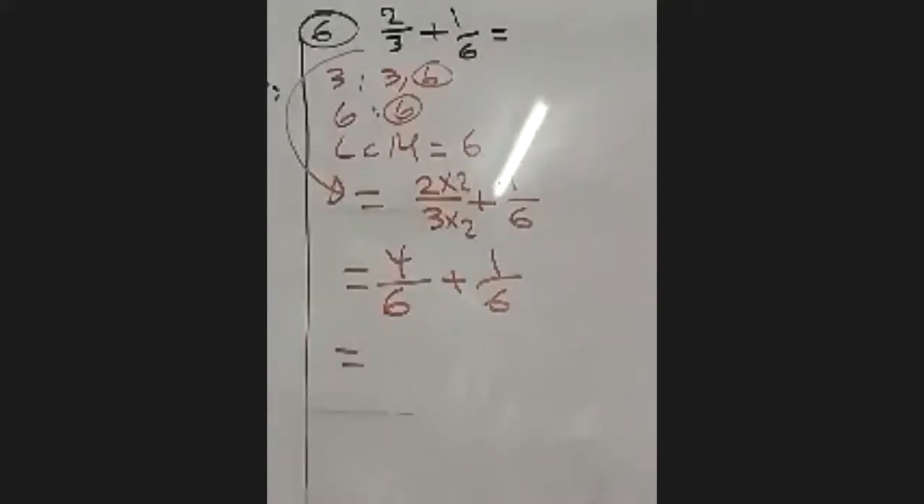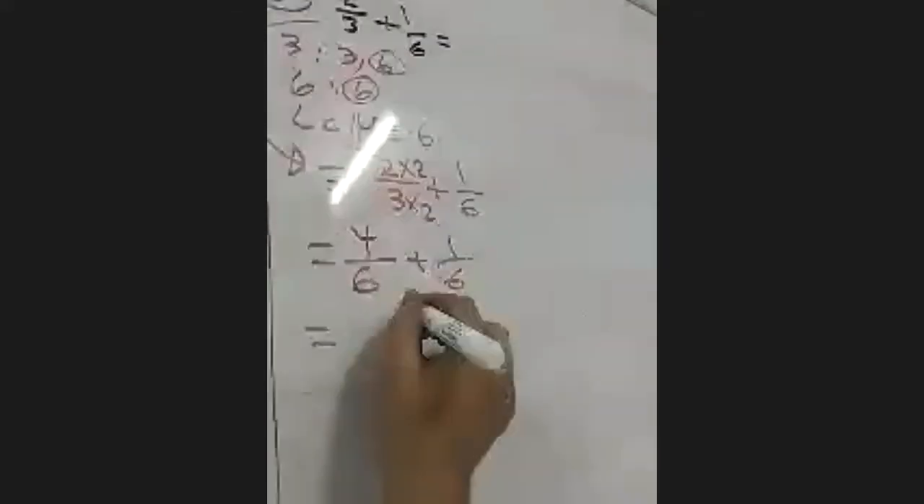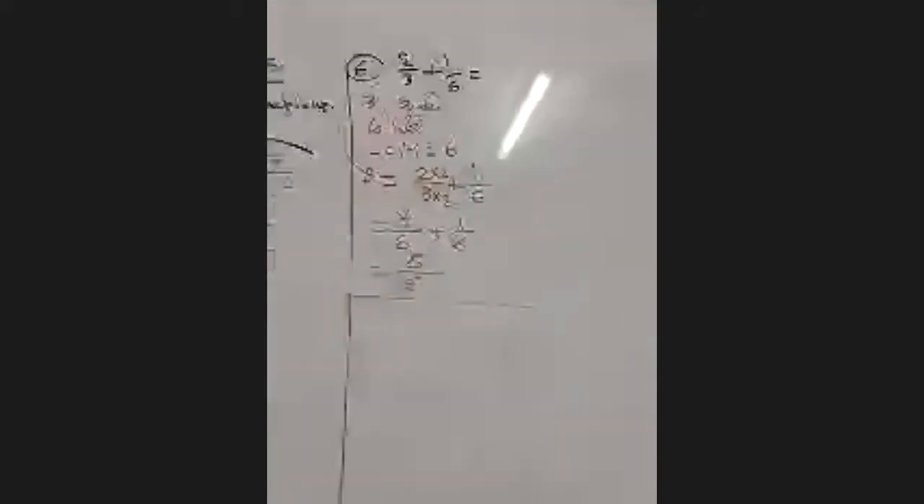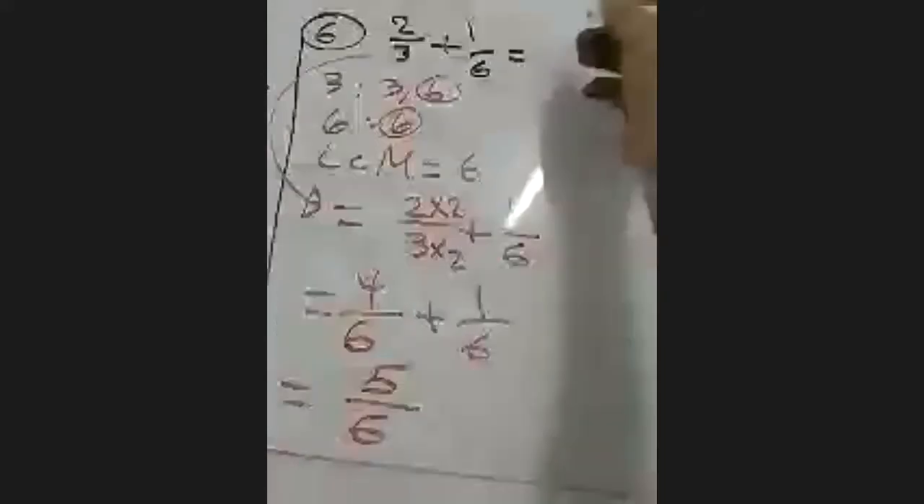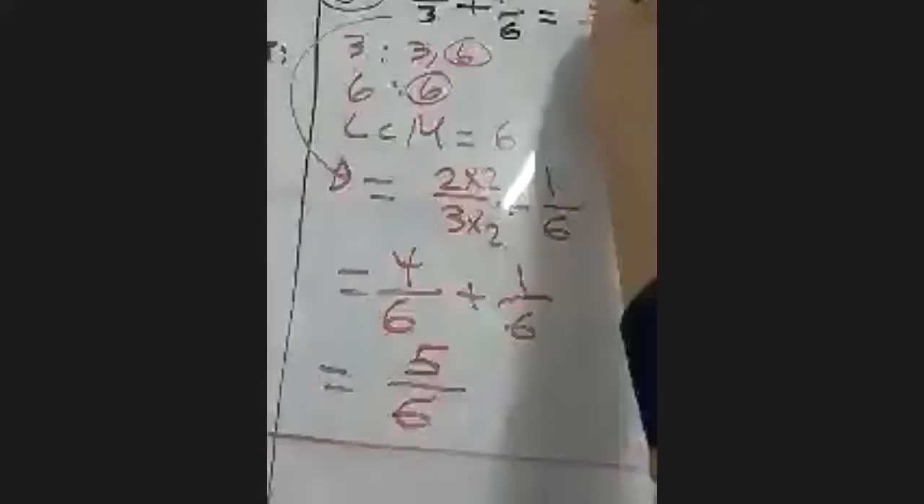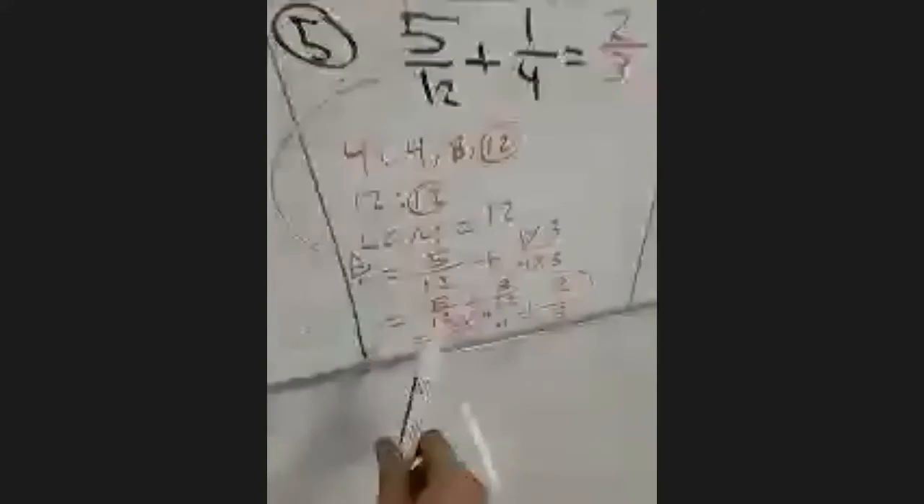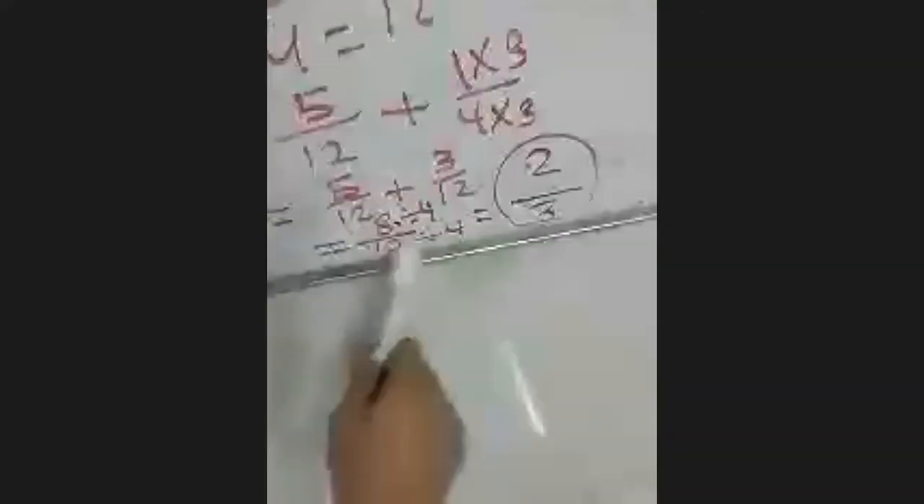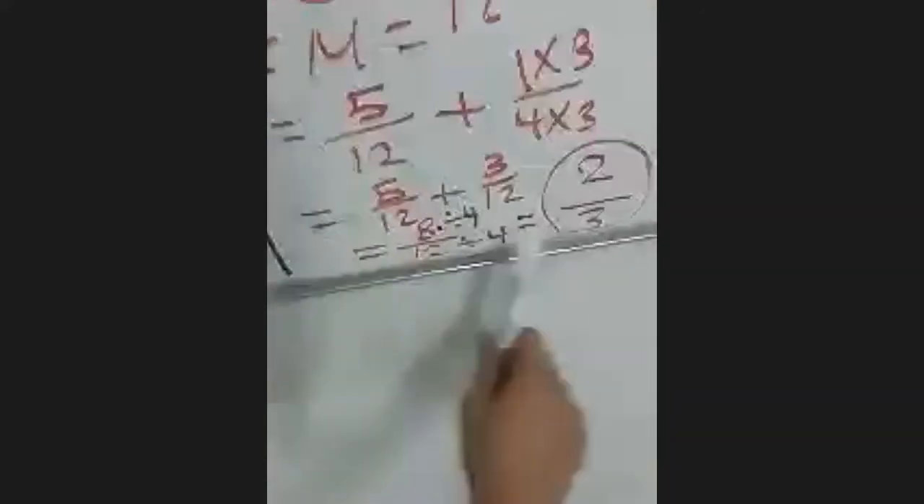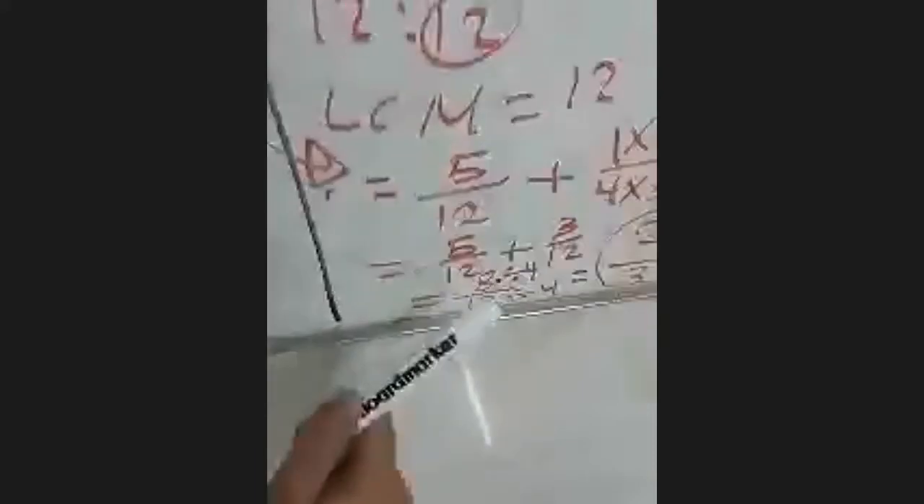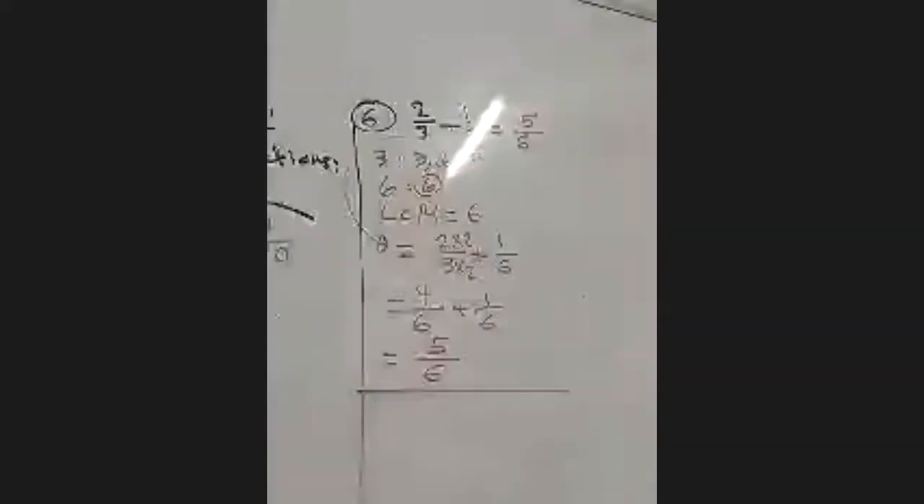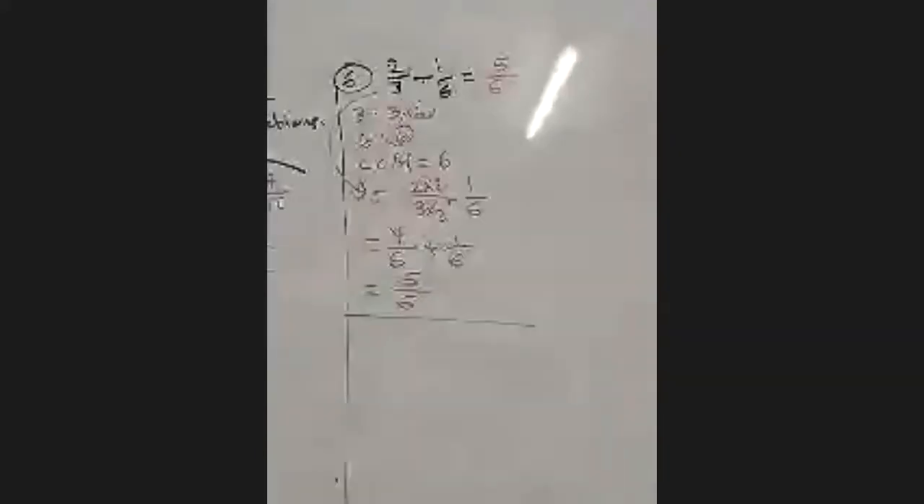Is it simplified? Yes, simplified. So the answer is 5 over 6. Write it after the equal here. 5 over 6. But with Ahmed Hamdi, guys, we did simplest form. Remember, don't forget that. How did we do it? By using the greatest common factor. We know that. Don't forget that, guys. It's important. So this is question 6.